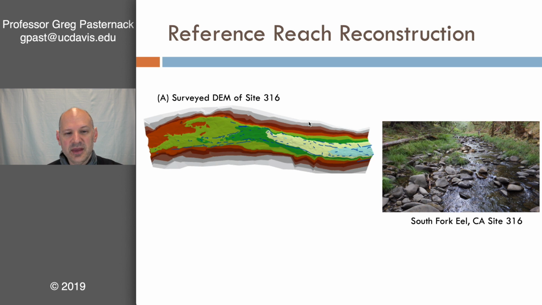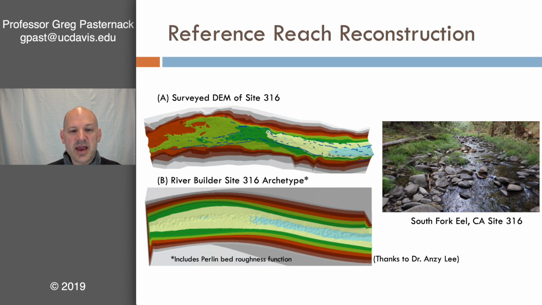When I do that, I then have to have some way of taking those and creating an archetype. And to do that, we use our software River Builder, which is available for free on GitHub. This presentation is not going to present River Builder. So maybe you've already seen some River Builder presentations or not, but right now we're focusing on just these variability functions. So when I do it, right now we get to this, and I want to give credit to postdoc Dr. Anzy Lee, who made this representation. We kind of did it as a team-based approach.